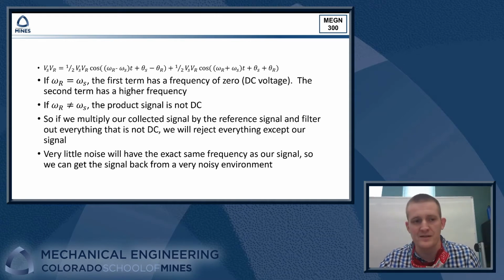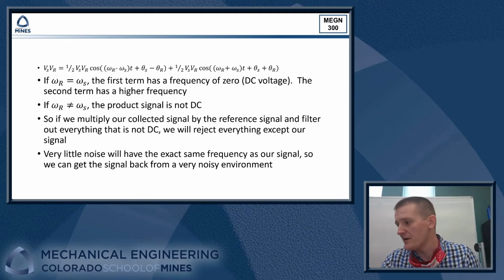And you notice that if omega r and omega s are exactly the same, that first term is going to have a frequency of 0, which means that it turns into a DC signal or DC voltage, right? And then everything that does not have the exact same frequency, so anything that's not the exact same frequency as the reference signal, is going to be not DC. So what we can do is use this algorithm. We'll multiply the reference signal and then our noisy signal that we're collecting from everything else, and then run it through a low-pass filter with a very low cutoff frequency, so we just get that DC component. We'll ignore everything in the second term of this trig identity.